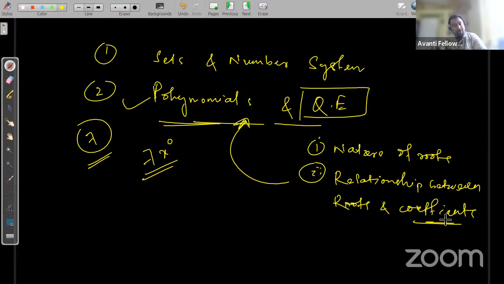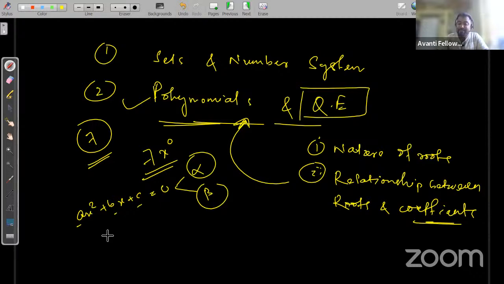You know a quadratic equation has two roots, right? And the quadratic equation also has some coefficients, na? The standard quadratic equation is ax square plus bx plus c is equal to 0, right? So if the roots of this quadratic equation are alpha and beta, then what is the relationship between these alpha, beta and a, b, c? We need to know the relationship between the roots and the coefficients of the quadratic equation, right?